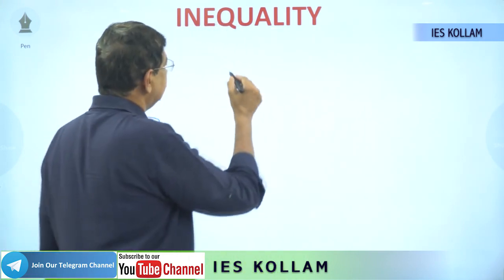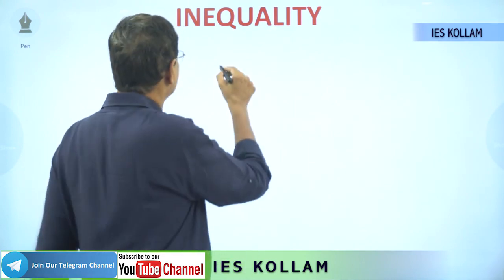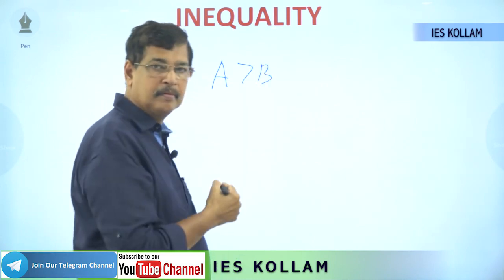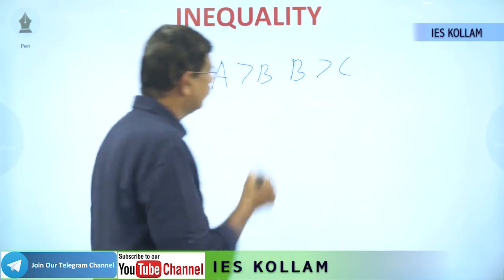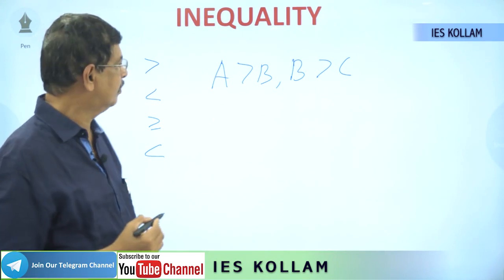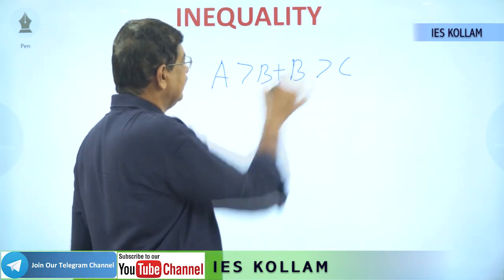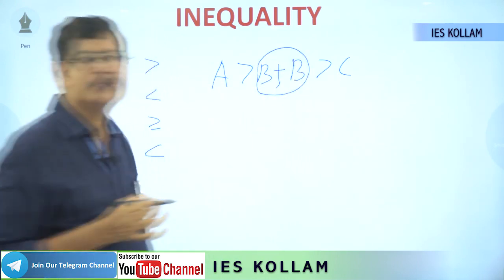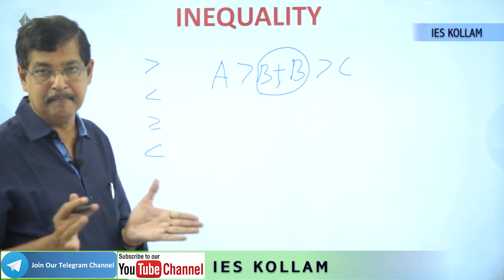Then we can combine two inequalities. A greater than B, B greater than C. Two statements, A greater than B, B greater than C. We can combine these two only if there is a common term.